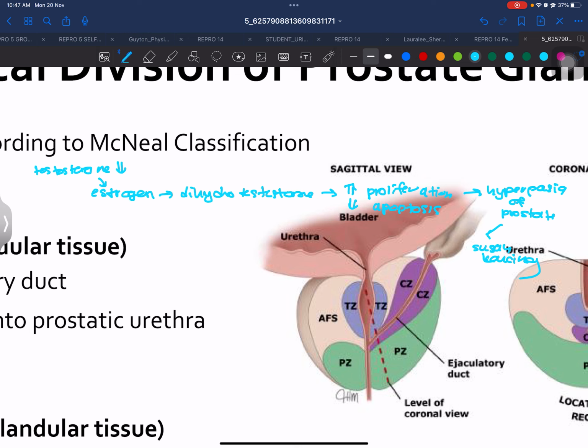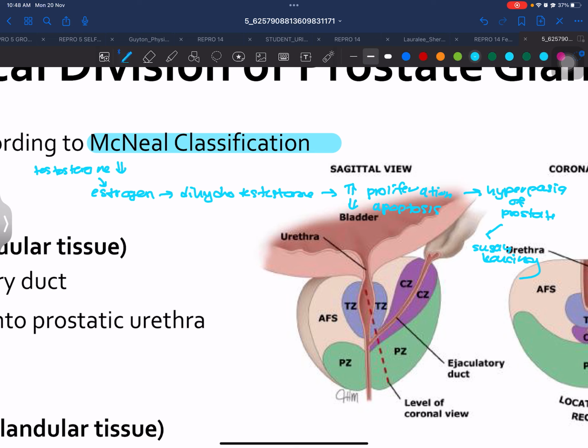So we have this McNeal classification, which is used. The prostate gland can be divided into zones. These are the central zone, the transition zone, and the peripheral zone. Here is the part which doesn't have any gland, dia dah hanya ada stroma, the whitish color.